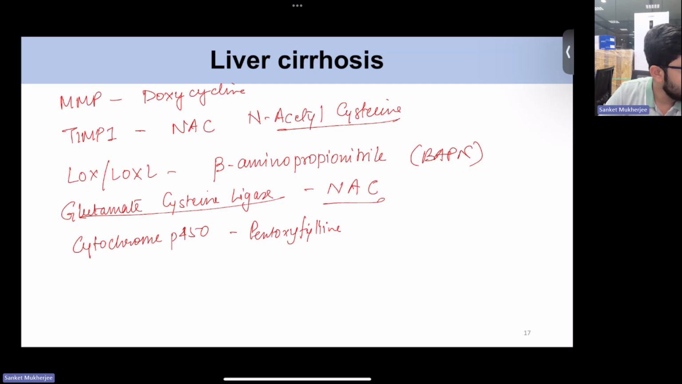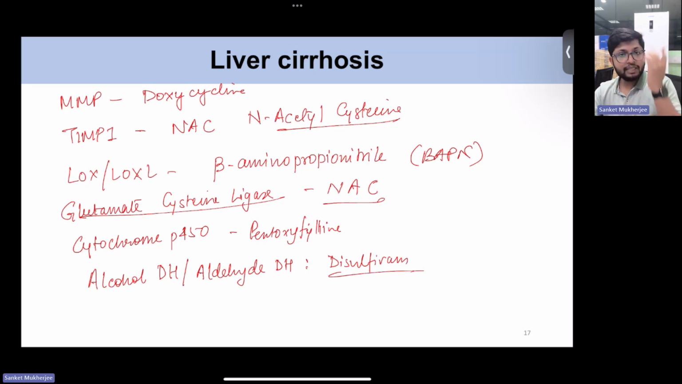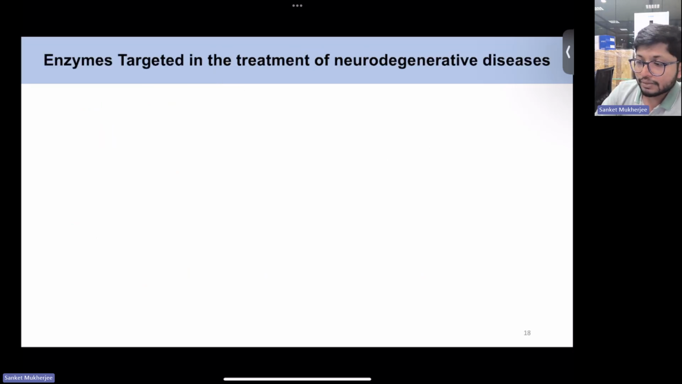Alcohol dehydrogenase and aldehyde dehydrogenase are used to actually process alcohol in the liver. They can be inhibited by disulfiram. This drug is given to treat alcohol disorders, people who have drinking issues.